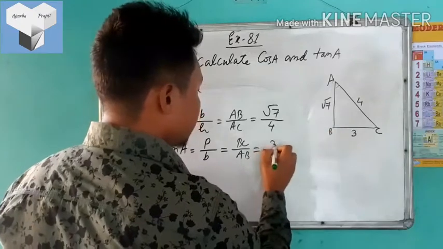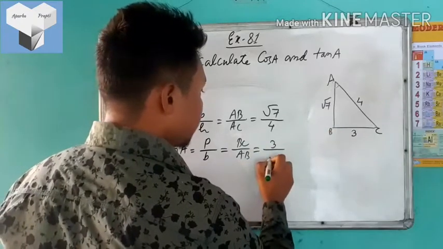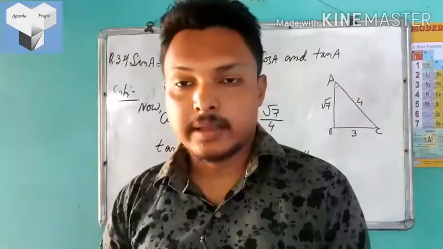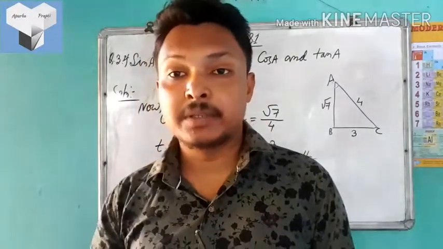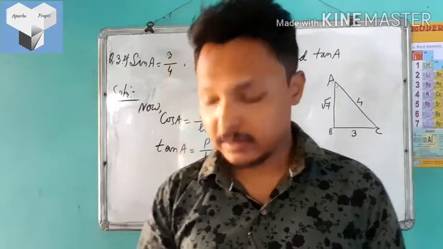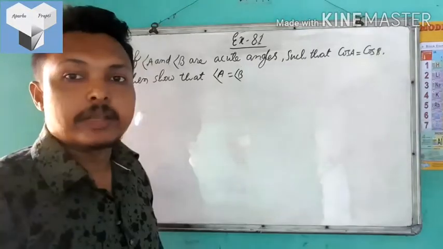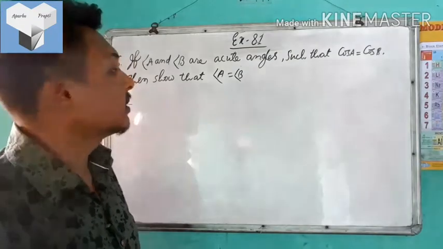Value of BC is 3 units and AB is root 7. They are the answers. Here, guys, questions number 4 and 5 are given in the same pattern. Therefore, these two are left for you as your homework. Dear student, now you come to question number 6.